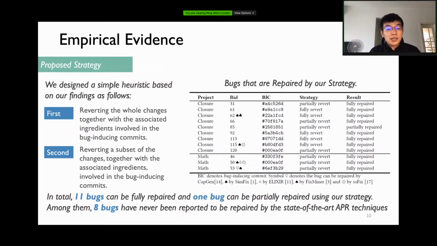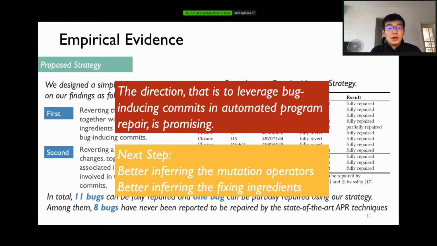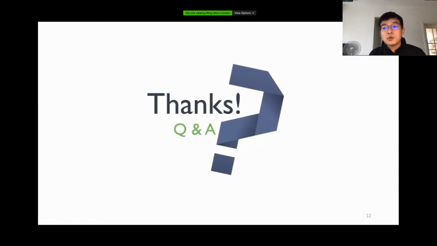In total, 11 bugs can be fully repaired and 1 bug can be partially repaired using our strategy. Among them, 8 bugs have never been reported to be repaired by existing techniques. Such results indicate that the direction of leveraging inducing commits in automated program repair is promising. We also have 2 important next steps, which are to better infer the mutation operators based on the inducing commits, and to design more sophisticated rules to infer the fixed ingredients. That's all, more details can be found in our paper, and thanks very much.